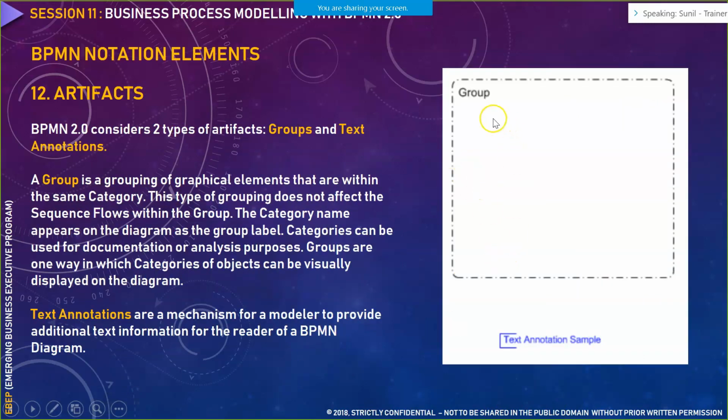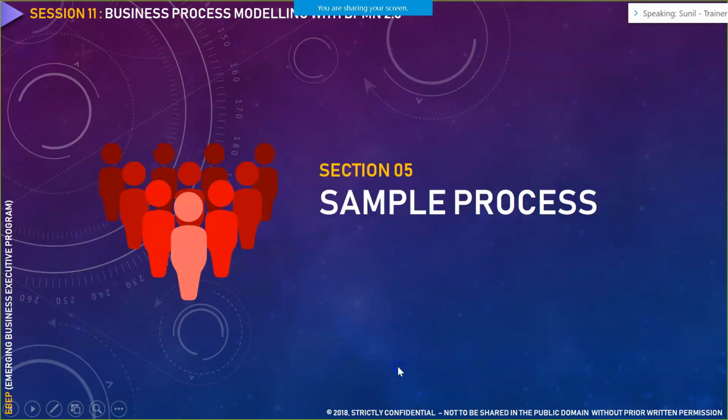These are the artifacts. If there are any groups, you would note them like this in that particular diagram. And if there is any additional information that you would like to put in your business process flow, then you can use text annotation like this.